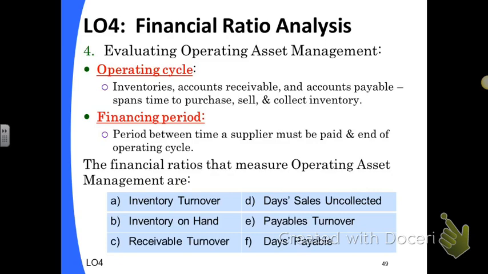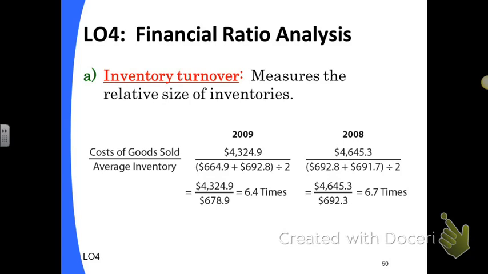So first, let's look at the inventory turnover. This measures the relative size of our inventories, and this number can be found by looking at the cost of goods sold and dividing it by the average inventory. Again, our cost of goods sold is going to be found in our income statement, and our average inventory is going to be the beginning plus the ending inventory divided by 2.